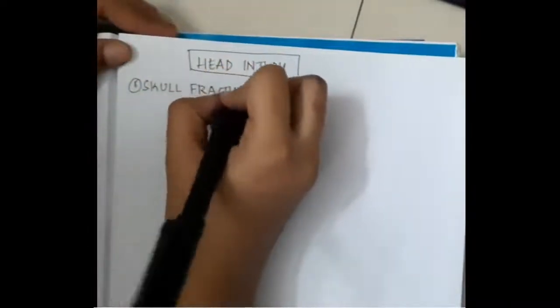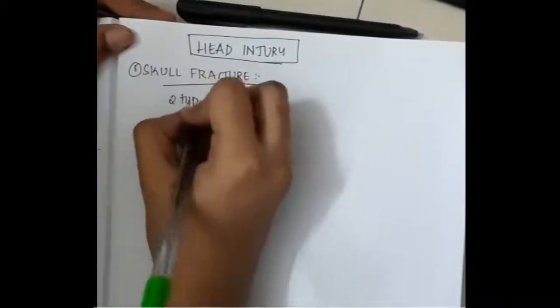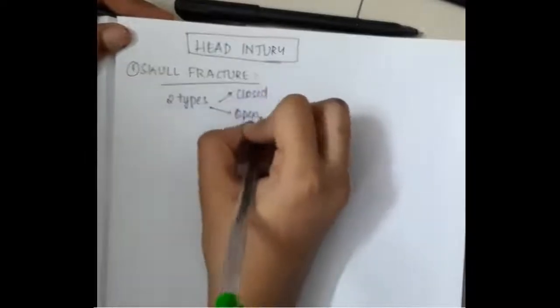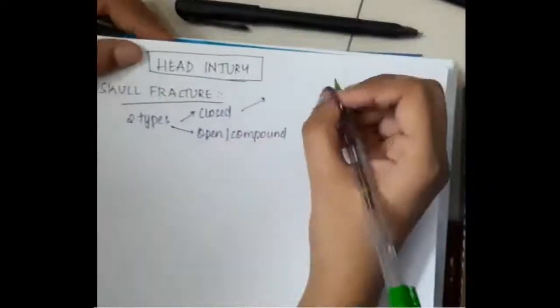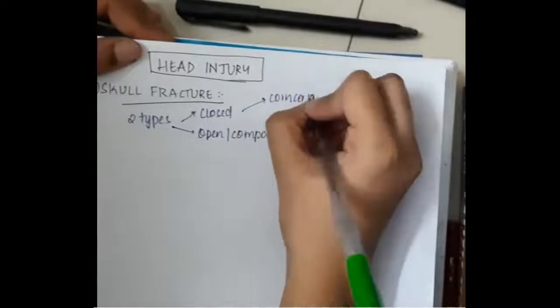Hello friends, let us now learn some important points about head injury. First, in head injury, let us learn about skull fractures. Skull fractures are of two types: one, closed skull fracture; second, open or compound fracture.